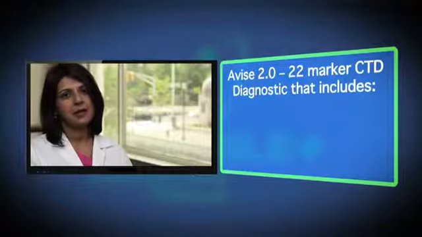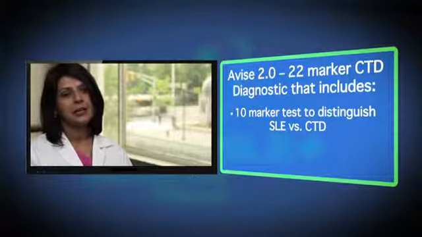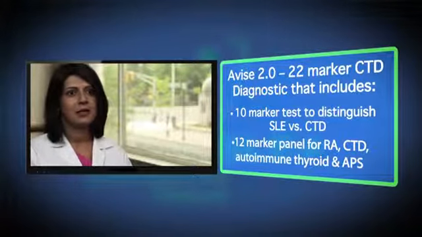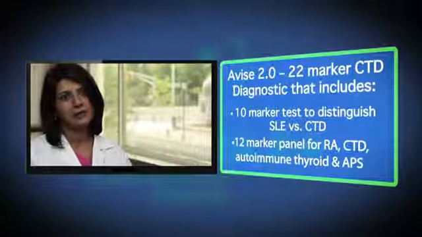How the Avise 2.0 connective tissue disease test works is an important step in incorporating it in clinical practice. It has a 10-marker panel to diagnose lupus, and it also has another 12 markers to differentiate it from rheumatoid arthritis, connective tissue diseases, thyroid diseases, as well as antiphospholipid antibodies. So the Avise 2.0 has two components.